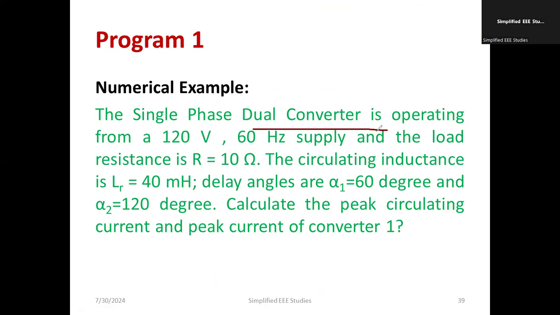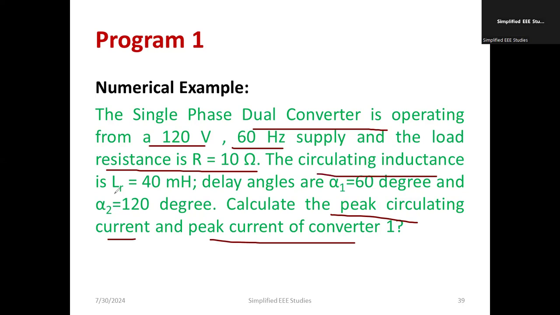So we have a dual converter and the operating voltage is given and the supply frequency is also provided and the load parameters such as load resistance equal to 10 ohm, and you are supposed to calculate the value of peak circulating current and the peak current of first converter. Here they provided that the circulating inductance, that is LR, equal to 40 millihenry and the delay angles are alpha 1 equal to 60 degree and alpha 2 is equal to 130 degree. So these are the two parameters: number one, peak circulating current and number two, peak current of a converter. These are the things which we are going to compute.